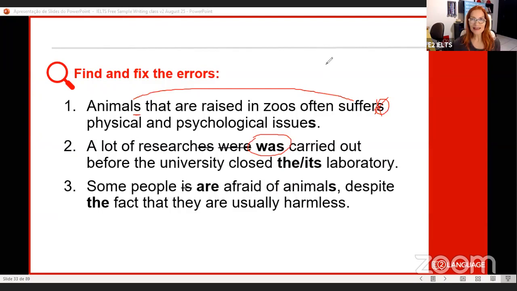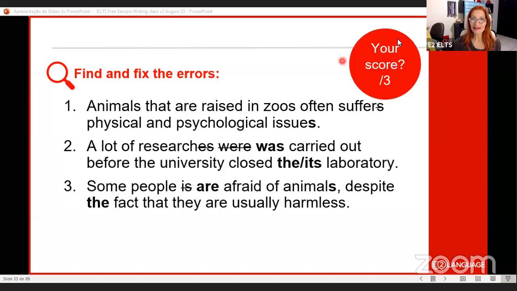We're good to go? Excellent. Moving on then. Very good. This group is really on spot here. So now out of 3 points, how many did you get?